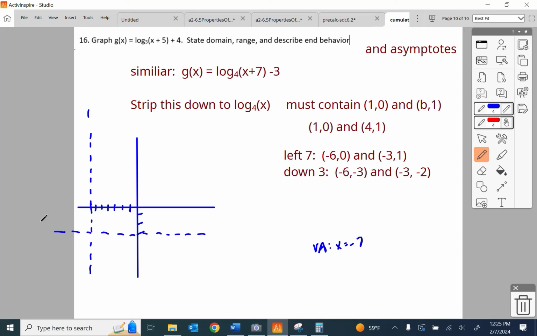Anyways, I need negative 6, negative 3, which is going to be right here. And I need negative 3, negative 2, which is going to be right there. And then I'm going to draw my R. It's a logarithm, which I don't have anywhere mentioned here, but logs look like an R. It's literally what they look like. Now, I don't know exactly the behavior towards the end, but I know the behavior towards the asymptote. And that's what she looks like.